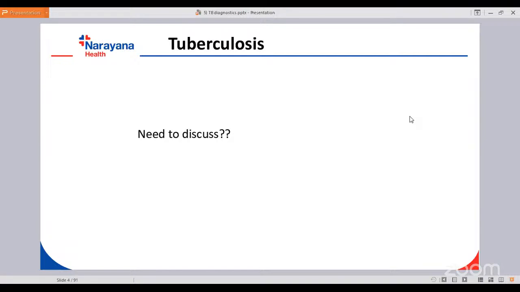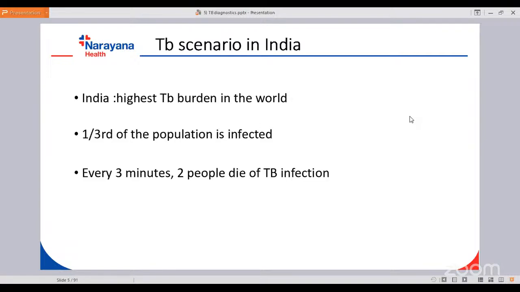So to start with, is there a need to discuss tuberculosis? Tuberculosis is a disease of antiquity and found in the spines of Egyptian mummies. Is it still relevant in 2020? Yes. India is the highest TB burden country in the world, and 1/3 of the population is infected. 1/3 of our population is infected, and 1/4 of the world's population is infected. Every 3 minutes, 2 people are dying of TB infections.